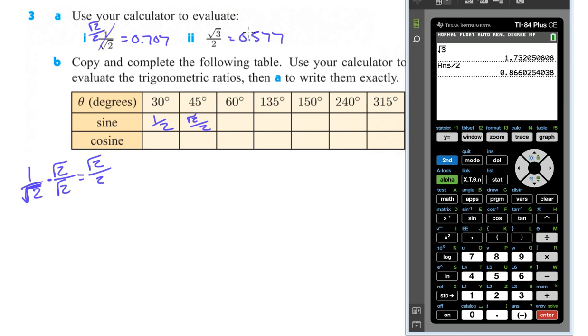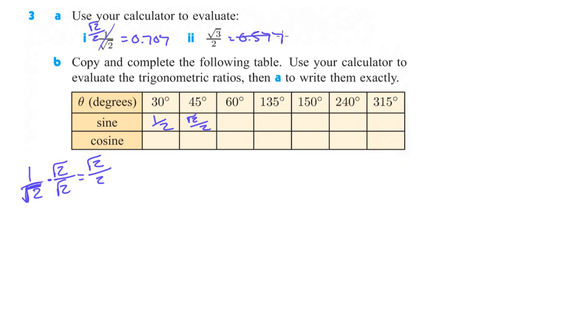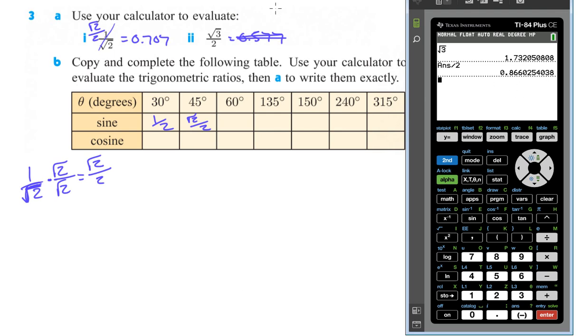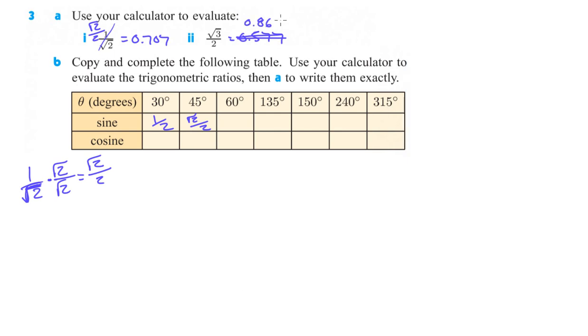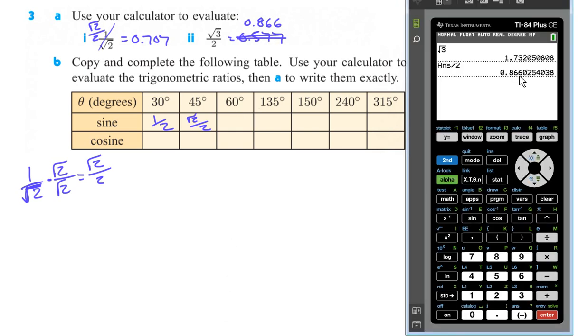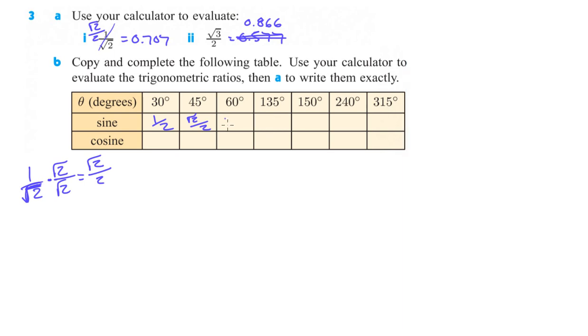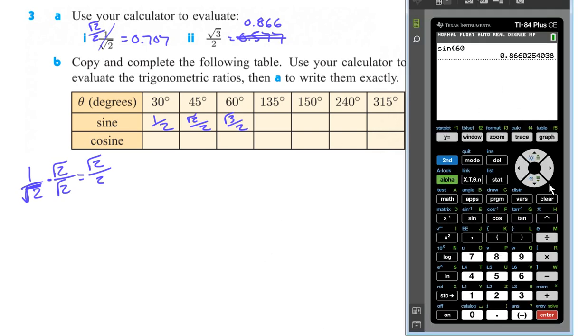Okay, scratch that. Way back here, I messed this one up. It's supposed to be 0.866. So that's what root 3 over 2 is supposed to give us. Then we did sine of 60, and that got us 0.866, so we know that this is root 3 over 2. Okay, and then we're just going to keep on trucking for all the rest of these.